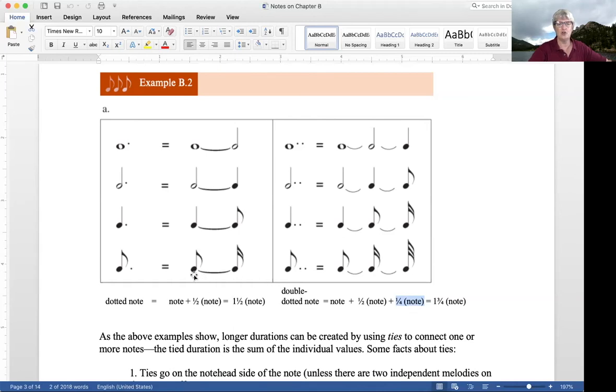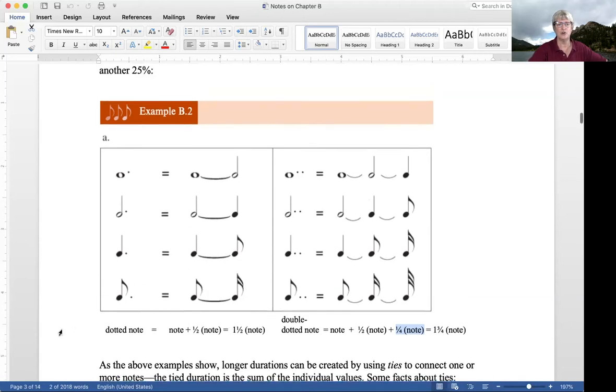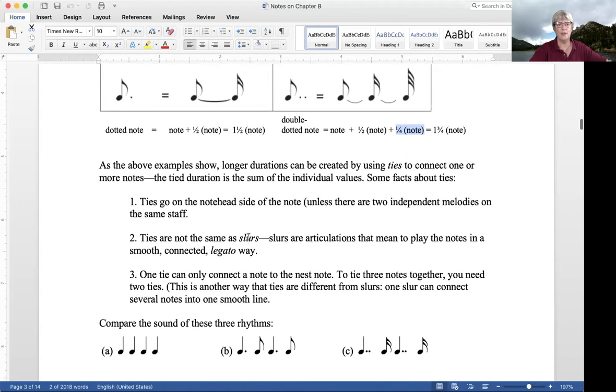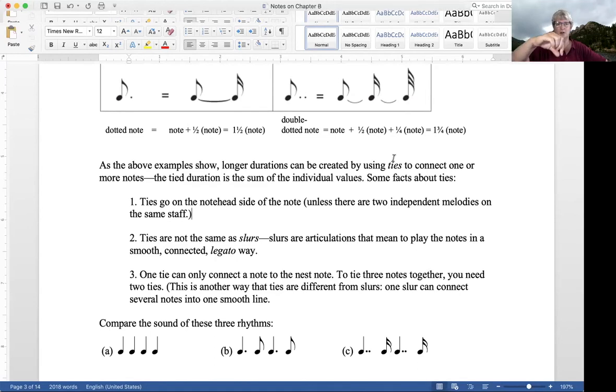This diagram shows the use of ties to combine 2 shorter durations into 1 longer duration. And that can be done really with any 2 durations. Let me just tell you a couple of things about ties that are important to note. One thing is that ties go on the note head side of the note unless there are 2 independent melodies on the same staff. So if you had a stem up melody for the sopranos and then a stem down melody for the altos sharing the same treble staff, the ties would go on the stem side of both of those lines. But usually they connect the note head to the next note head, but they don't quite touch the note head. There's just a little space there.